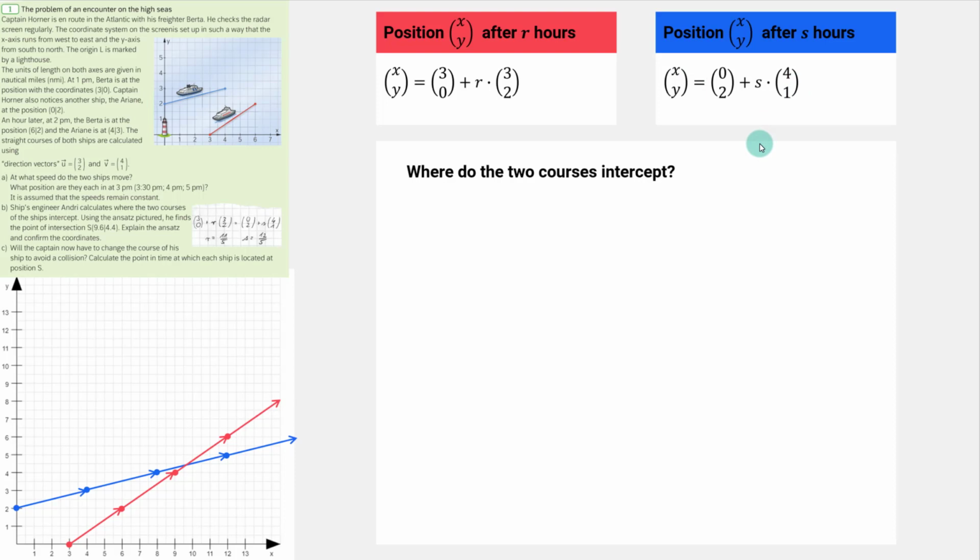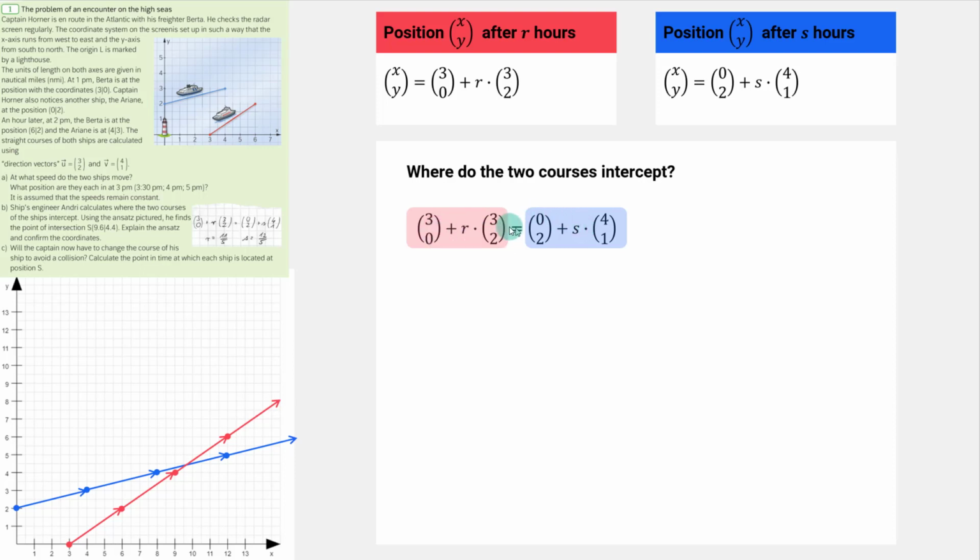Now, those give us the position of the two ships. And if we want to know if they will have the same position at a certain point in time, then all we have to do is set these two positions equal to each other. So let's do this. So we get this equation here. The red ship position is equal to the blue ship's position, and we are looking for the times r and s at which this is the case. So we have these unknowns r and s, and we need to solve these equations for r and s.